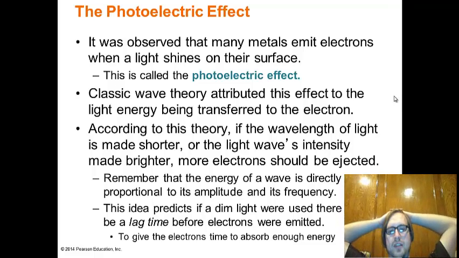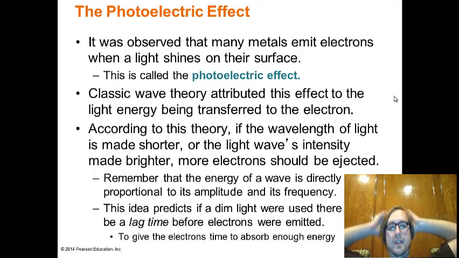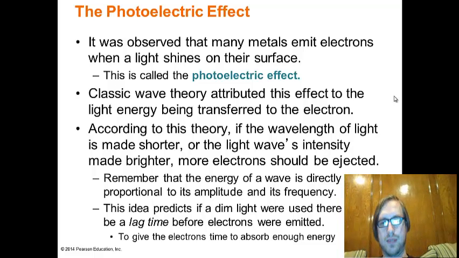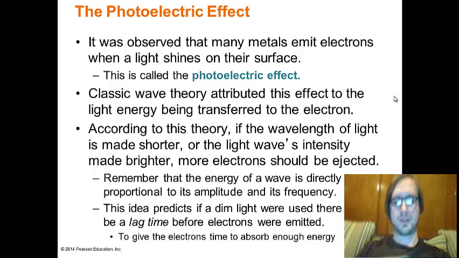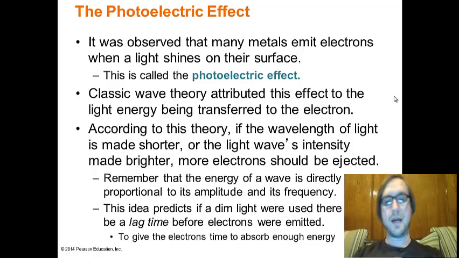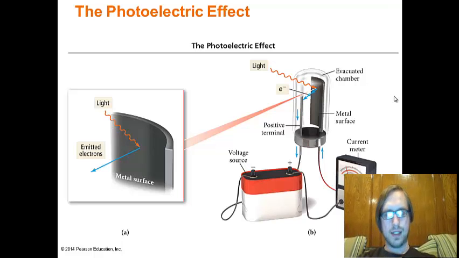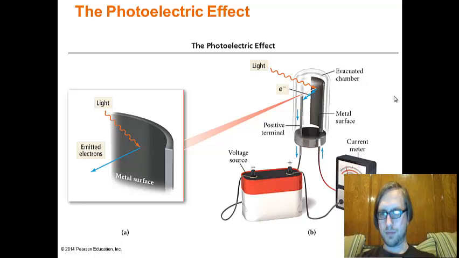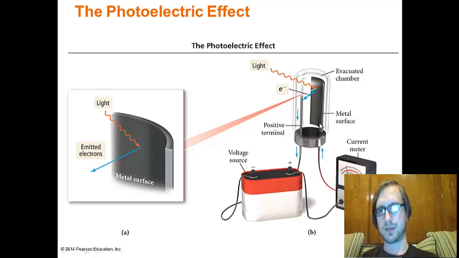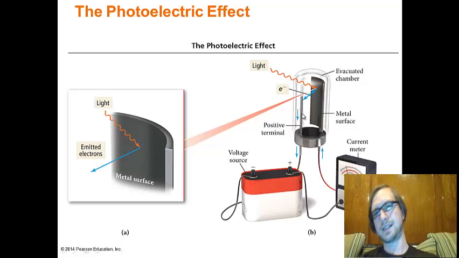Remember that the energy of the wave is directly proportional to its frequency. The idea predicts that if a dim light were used, there would be a lag time before electrons were emitted, as it slowly builds up in energy. So you have light hitting it and electrons being pushed off. We can detect this by having this gap here. Here's this metal surface, light hits it, and electrons should be pushed off and hit that terminal, and the electrons moving through it is current.